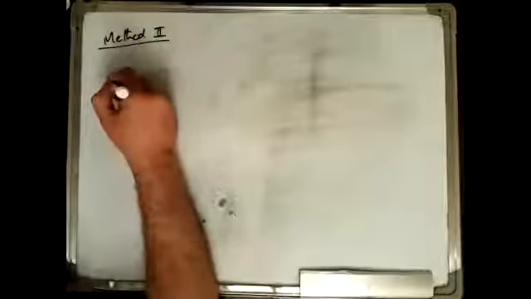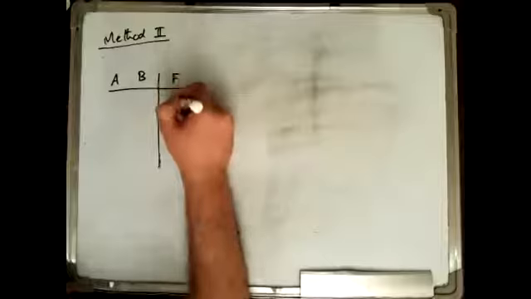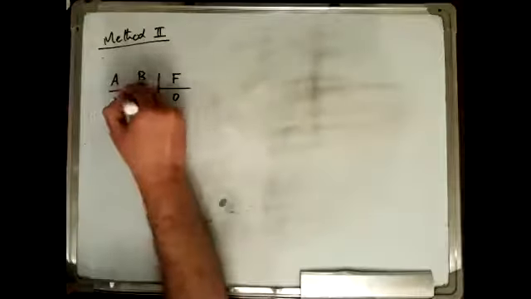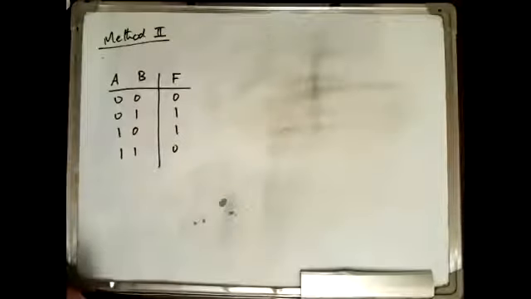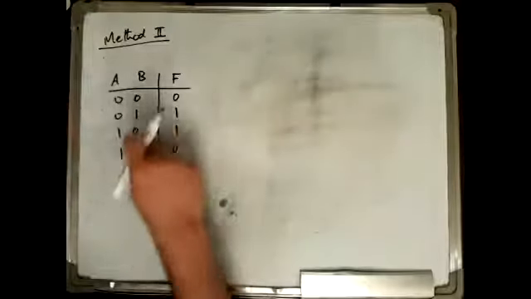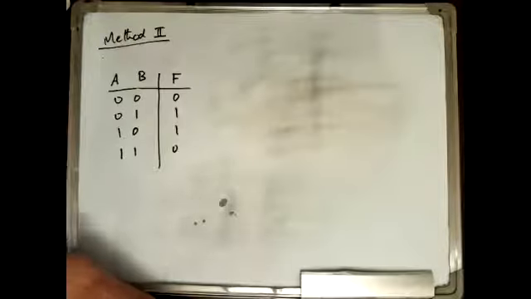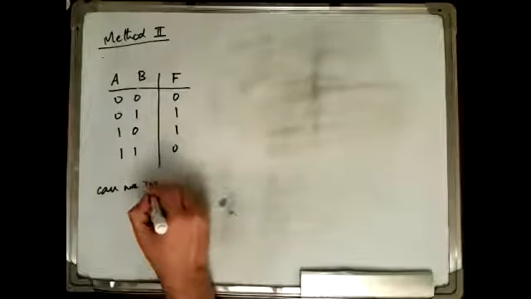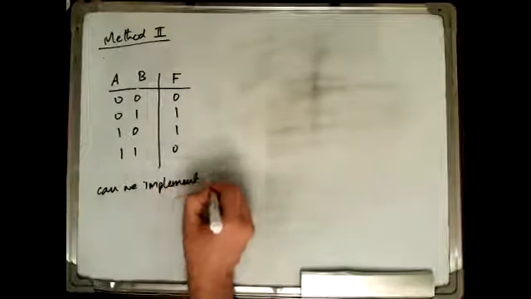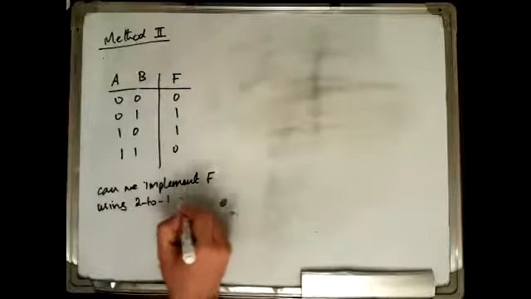So let's take the same function, AB, F: 0 1 1 0, which is basically an XOR gate if you look carefully. So this is our function from the previous example, and we implemented it using a 4 to 1 multiplexer. Can we implement F using, let's say, 2 to 1 mux?